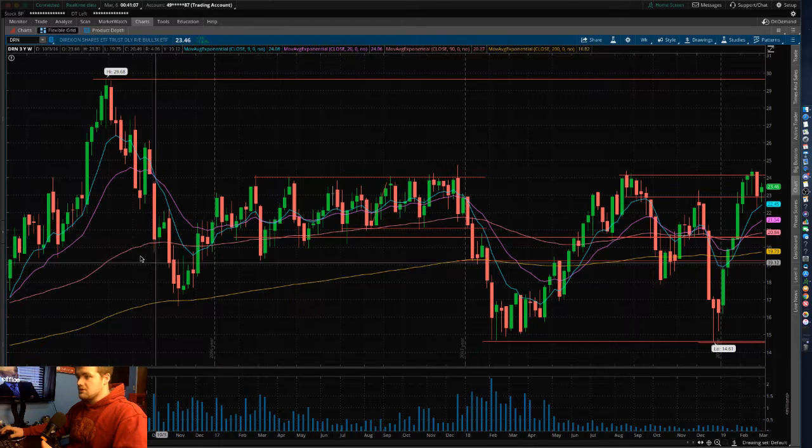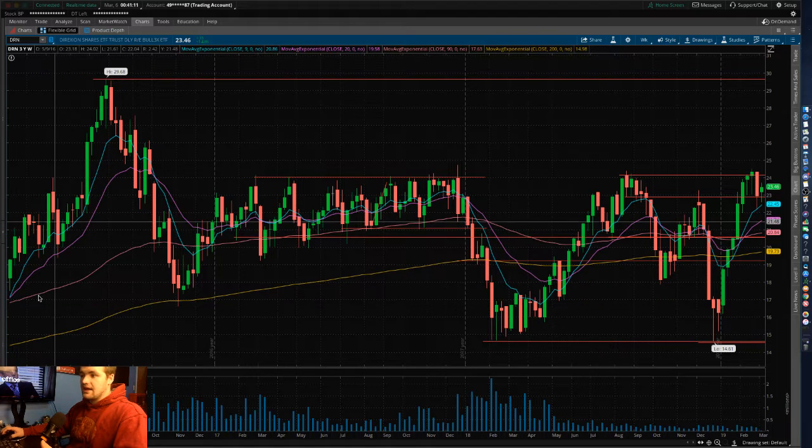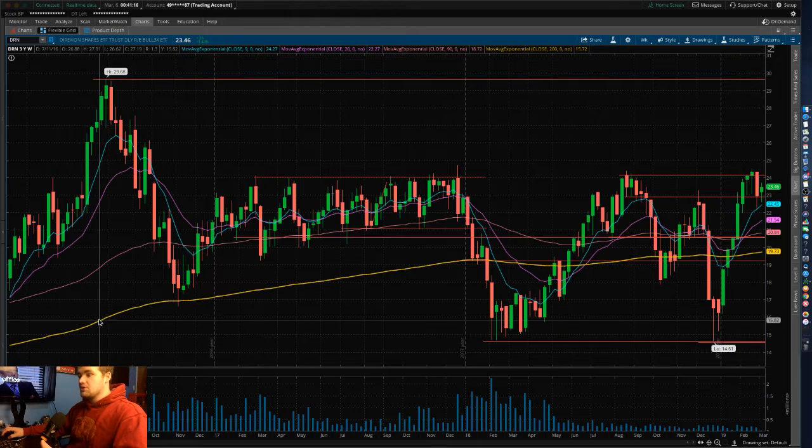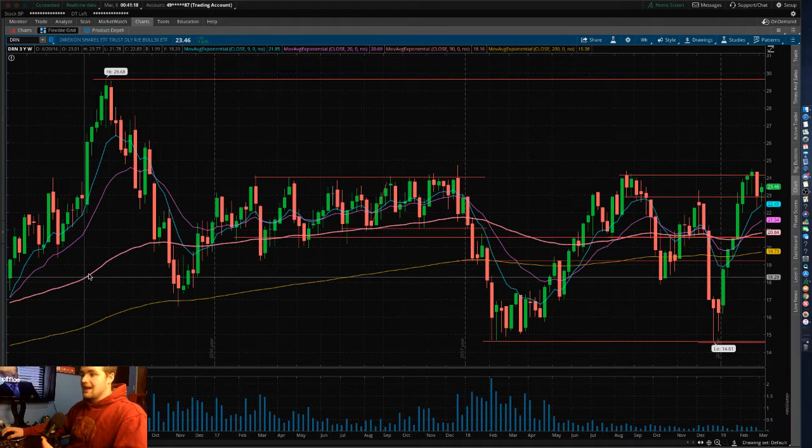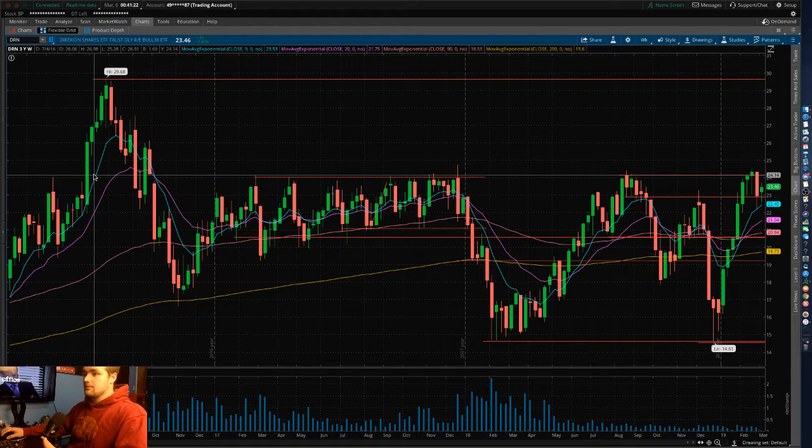If you look closely, you can see we have 4 different lines. Now, each of these acts as a support or resistance point for the stock. Now, the 200 is the yellow. The 90 is this lighter pink, the purple is the 20, and the blue is the 9.